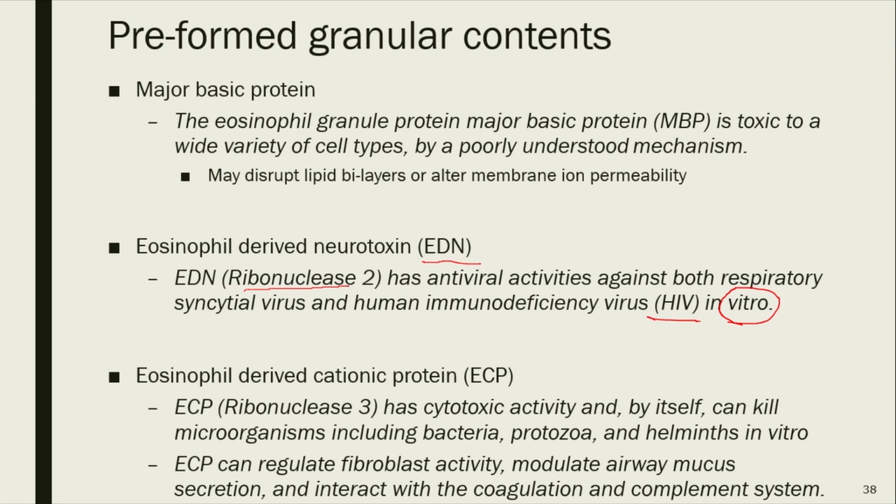Now the third of these preformed contents is the eosinophil-derived cationic protein, or ECP. ECP is ribonuclease 3. This one has cytotoxic activity toward bacteria, protozoa, and other helminths in vitro, and it can also regulate fibroblast activities and modulate airway mucus, and features like that.